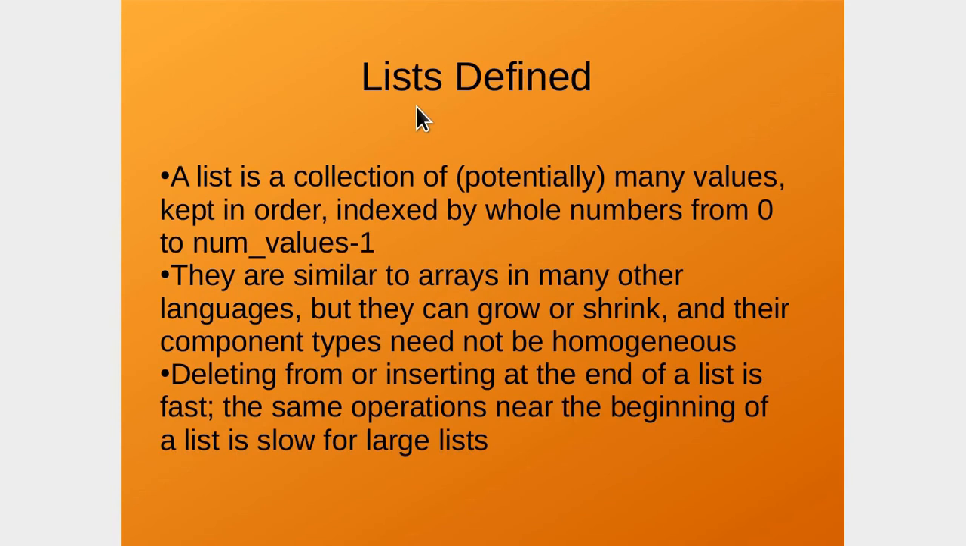A list is a collection of potentially many values kept in order, indexed by whole numbers from 0 to the number of values in the list minus 1. They're similar to arrays, but they can grow and shrink. And as I already mentioned, they do not have to have homogeneous type. Deleting from or inserting at the end of a list is quick. The same operations, deleting or inserting near the beginning of a list, is slow for large lists. For small lists, it's fine, but for large lists, it's not good.